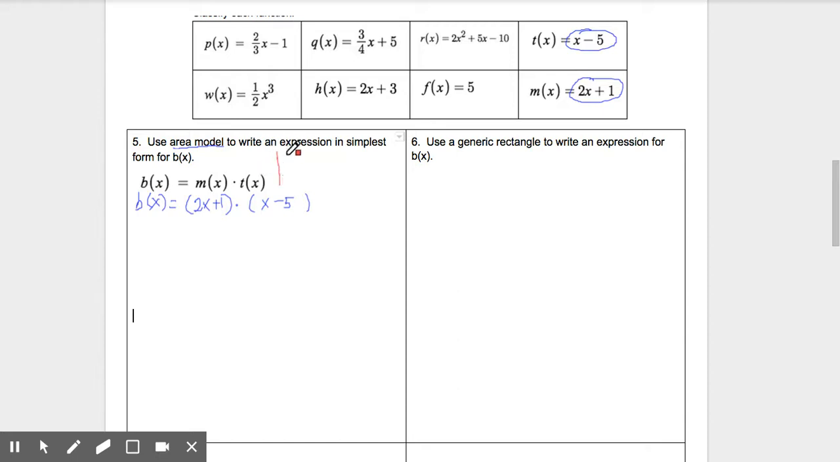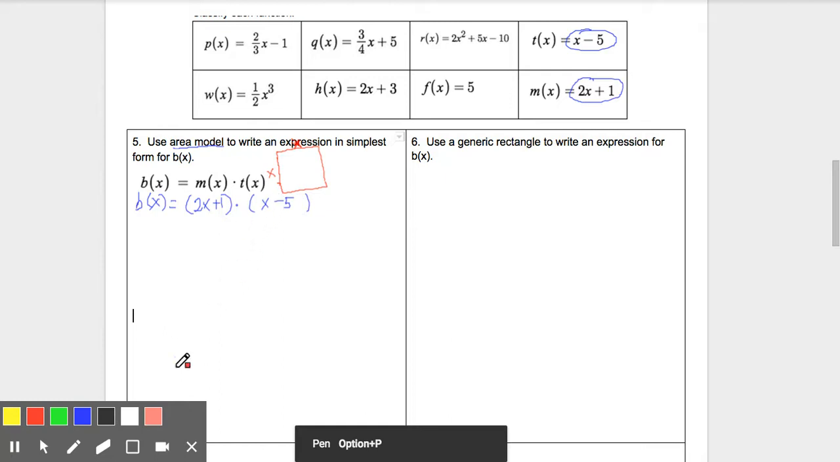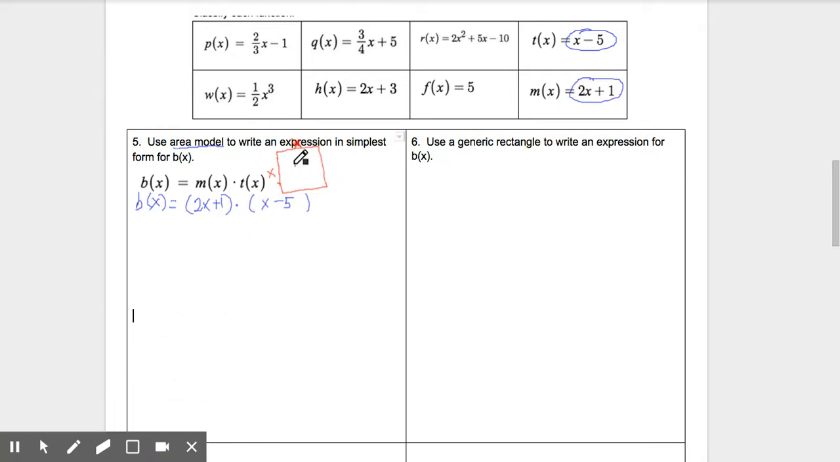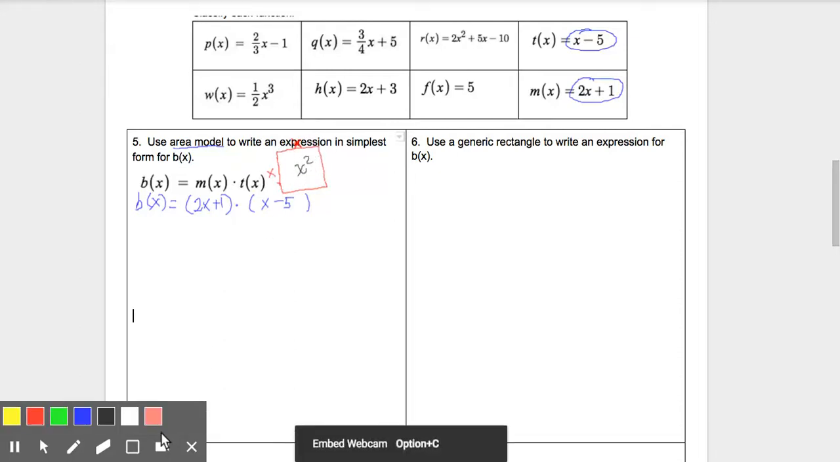Algebra tiles are made up of 3 kinds of tiles. One of the tiles is a big square, and this square has a length of x. Let's put here x, and the width is also x. Therefore, the area of this square is x squared. Length times the width is equal to x squared. So length is x, width is x, area is length times the width, therefore x squared.